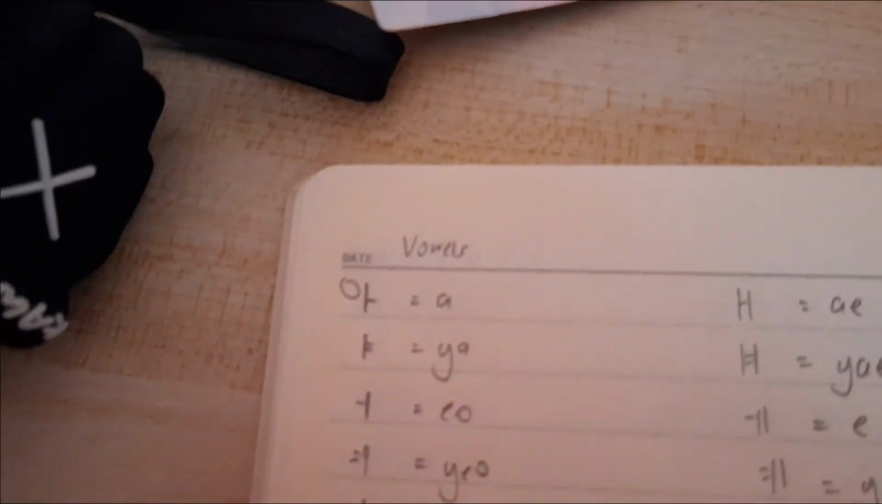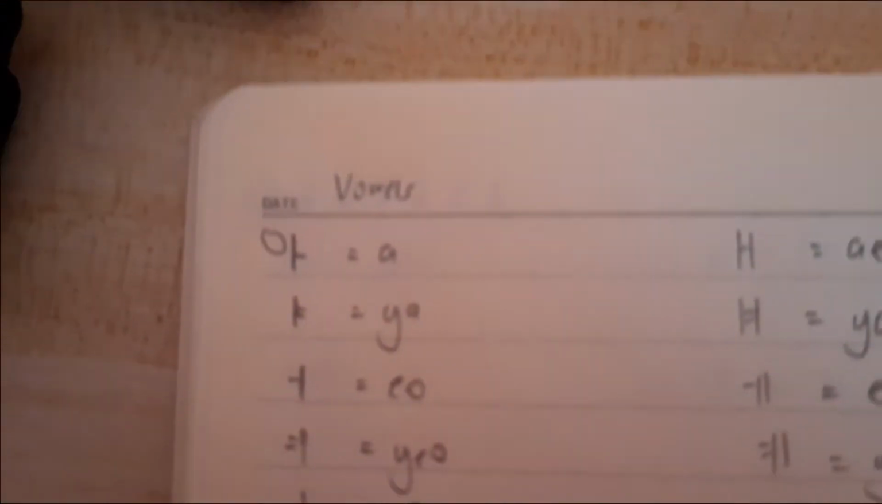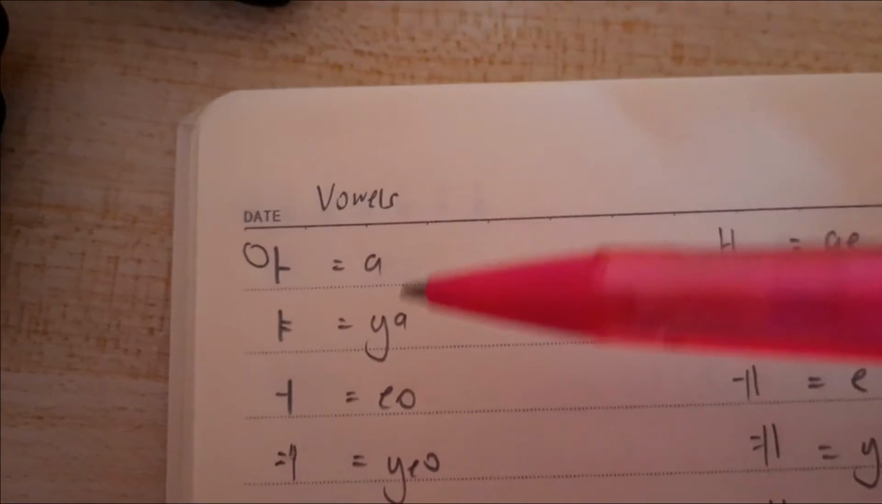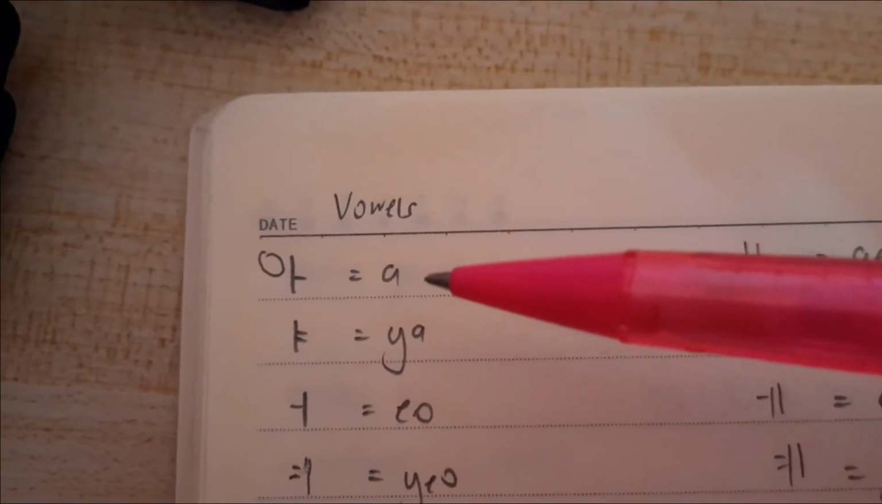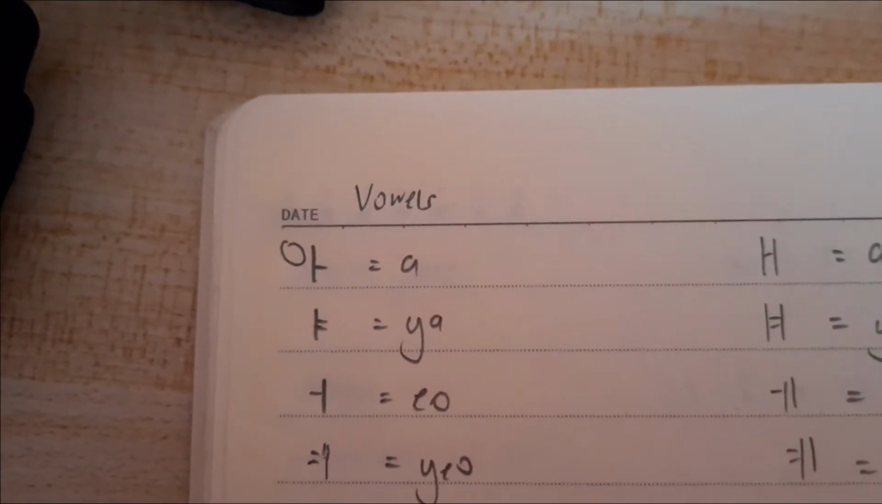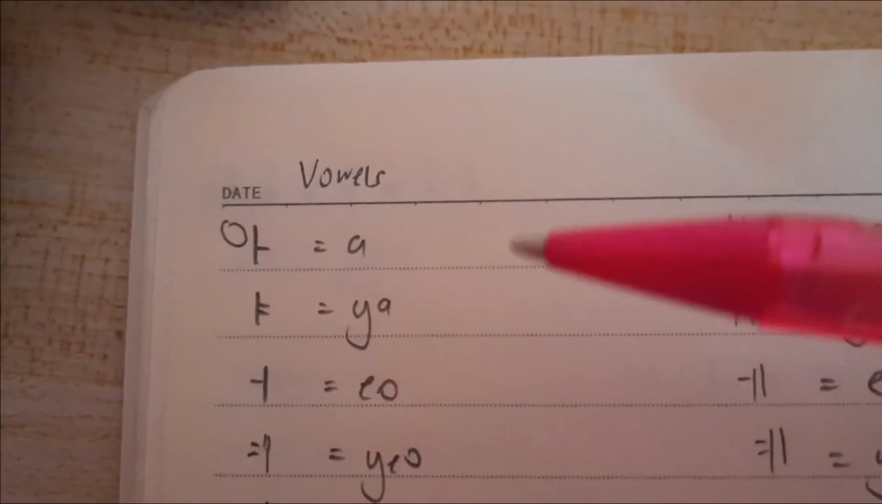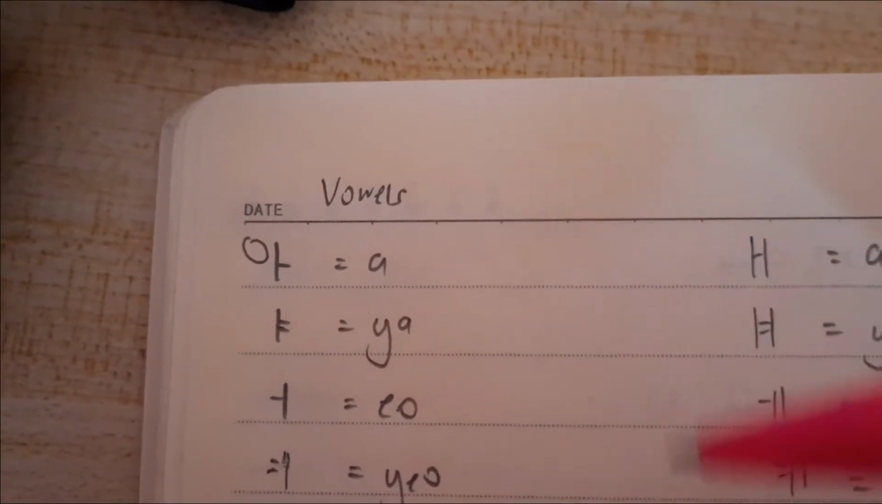So the first vowel we're learning is a. This is the a sound. It's pronounced as a, as in ah.